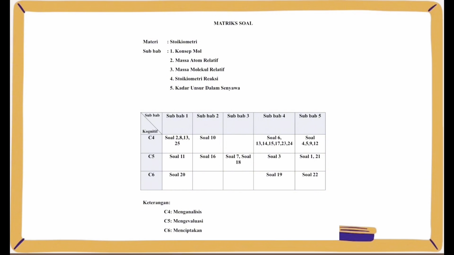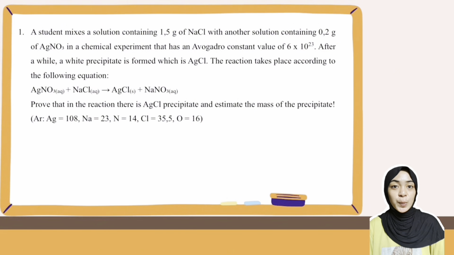The following is a matrix of stoichiometry questions. In this problem, we are asked to prove that when sodium chloride reacts with silver nitrate, a silver chloride precipitate will form, and we need to calculate the mass of the precipitate.